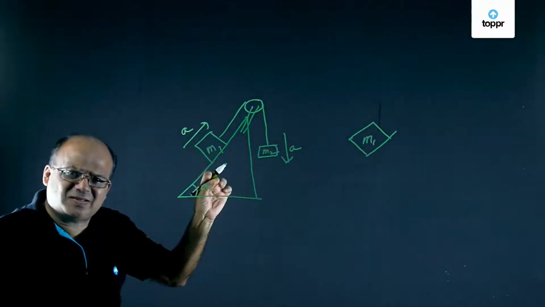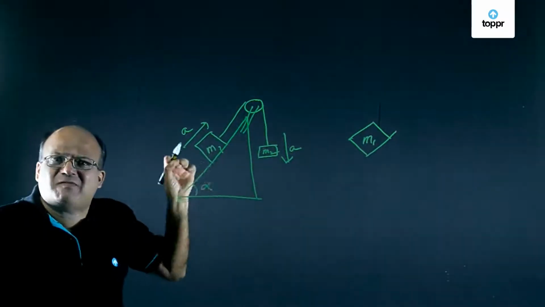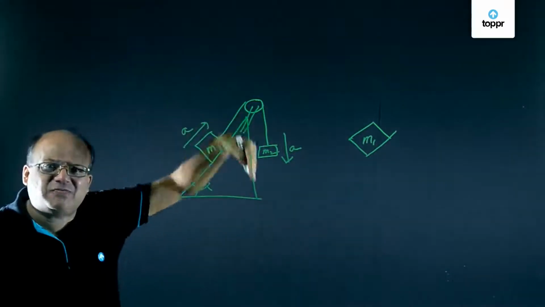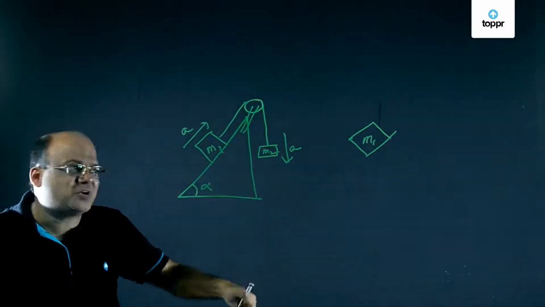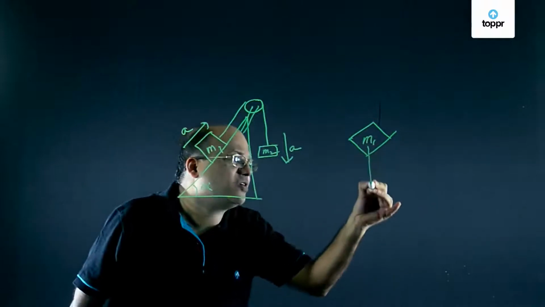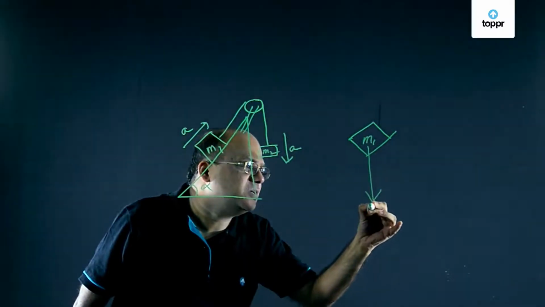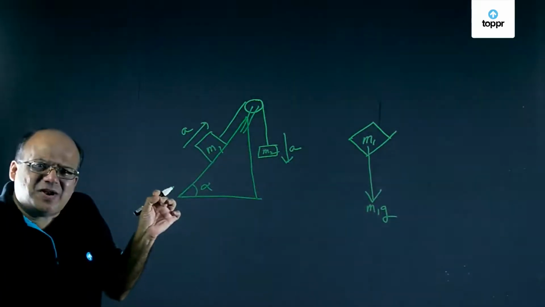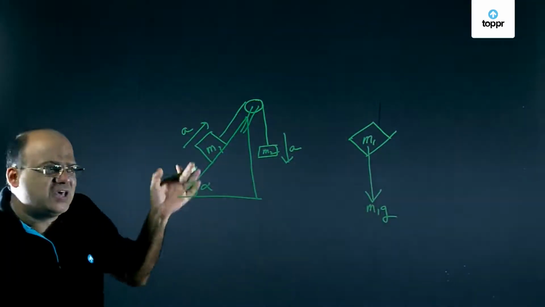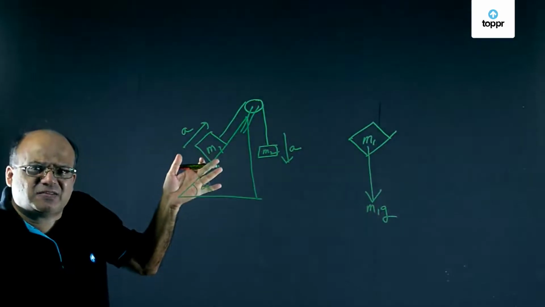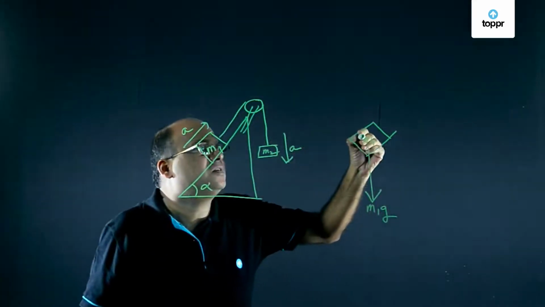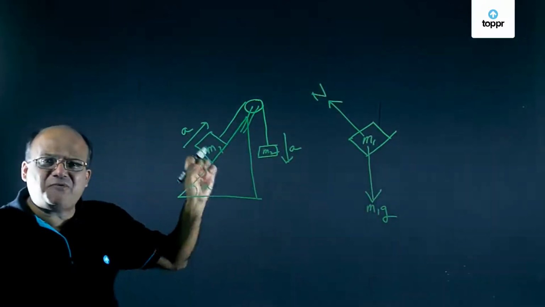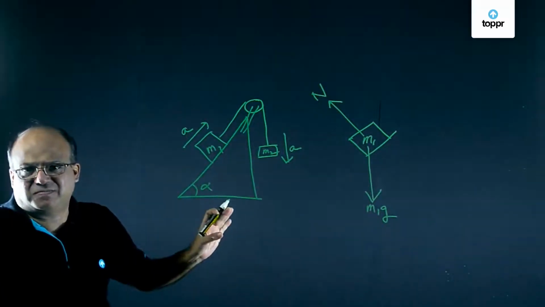The moment I see this, I realize that M1 is having mass. If something is having mass, weight will act vertically downwards toward the center of the earth. So I draw this weight M1g. Then I see that M1 is resting on a surface and is pushing against that surface. So normal reaction will act perpendicular to the surface, away from the surface.